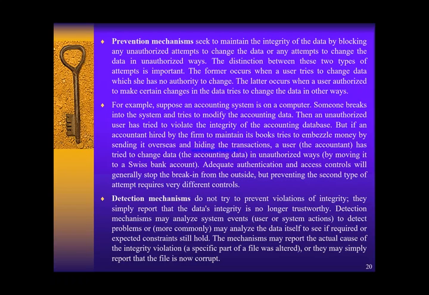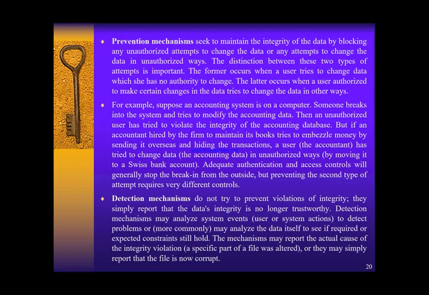There are the prevention mechanism and the detection mechanism. A prevention mechanism seeks to maintain the integrity of the data by blocking any unauthorized attempts to change the data, or any attempts to change the data in unauthorized ways. The distinction between these two types of attempts is important. The former occurs when a user tries to change data which she has no authority to change. The latter occurs when a user authorized to make certain changes in the data tries to change the data in other ways.